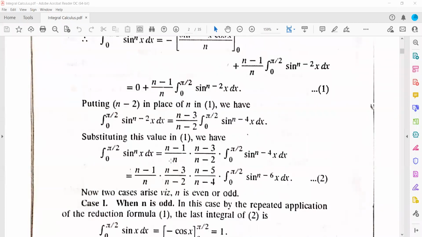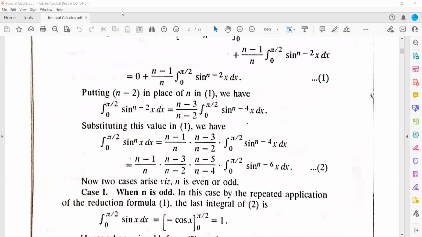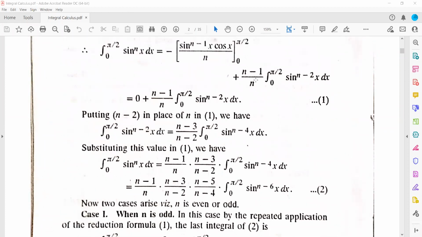Okay, so we have substituted. So after substituting, you have got this result. Now we need to find out this one again. So try to understand here how you can write this one. Try to understand.